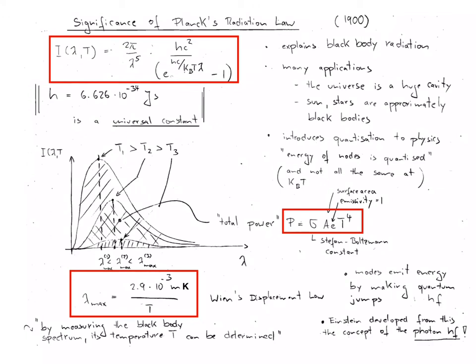As temperature decreases, the distribution of intensity shifts to the right, to larger wavelengths. This is quantified by Wien's displacement law, which says that the wavelength at which the maximum of the intensity curve occurs is always given by 2.9 times 10 to the minus 3 meter kelvin divided by the temperature T in kelvin. Thus, by measuring the black body spectrum, the temperature of a black body can be determined. Not the least, the radiation law was historically important because Einstein was inspired and developed from this the concept of the photon, hf.